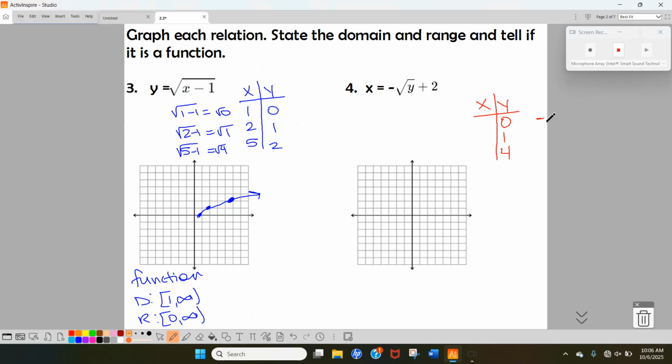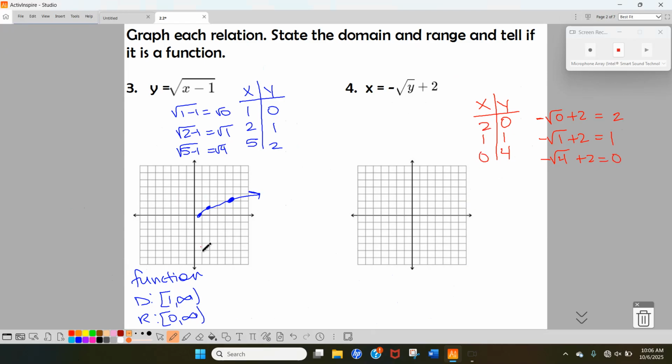So if we do this, we're going to get 2. If we do this, we're going to get -1, so plus 2 is 1. If we do this, we're going to get -2, plus 2 is 0.